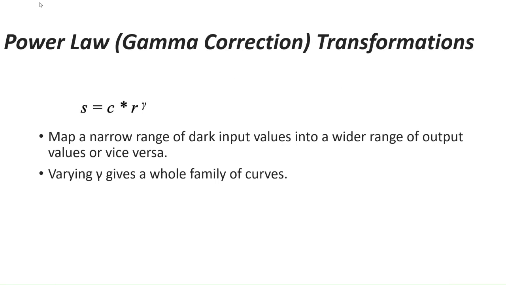Next, power law. Gamma correction and power law are the same. In this gamma correction transformation, we are using the formula s equals c into r to the power gamma. It is useful to map the darkest spot in the image, and it will generate the output in larger values. Gamma gives a whole family of curves, meaning we are selecting the darkest input in the image for the gamma corrections.